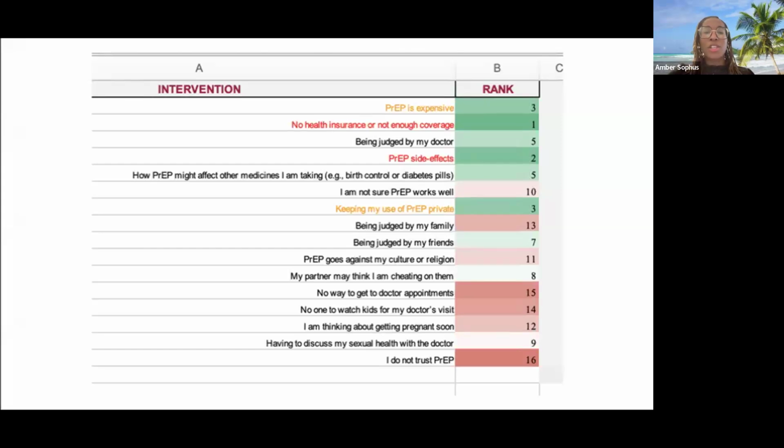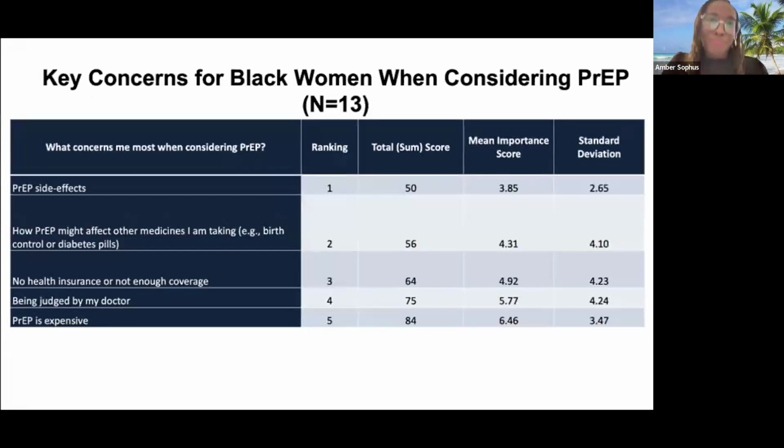So I'm going to discuss the top 5 items for example purposes. These are the top 5 items ranked across both focus groups. Notice that there's 13 here, and initially the people who were in the discussion was 14. So just keep that in mind. So the top 5 items were PrEP side effects, how PrEP might affect other medications I'm taking, no health insurance and not enough coverage, being judged by my doctor, PrEP is expensive.